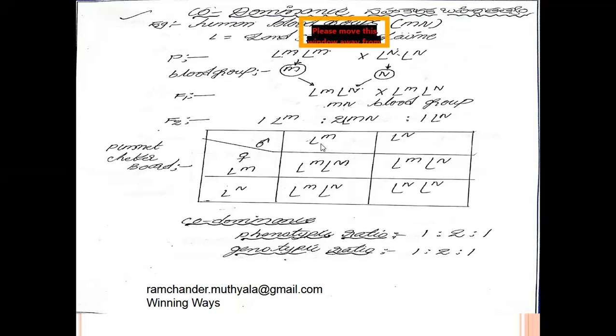One human being produces M gametes and N gametes. Another human being produces M gametes and N gametes. These are fertilized to form 4 types of zygotes. From these 4 types of zygotes, one zygote belongs to M blood group, 2 zygotes belong to MN blood group, and one other zygote belongs to N blood group. It is the codominance phenotypic ratio in human blood groups, 1:2:1, and the genotypic ratio is also 1:2:1.